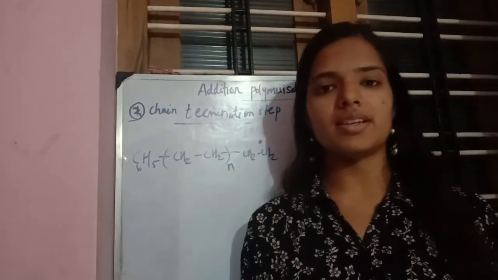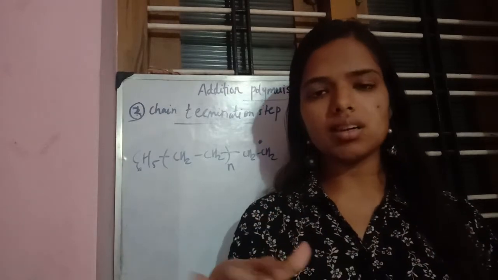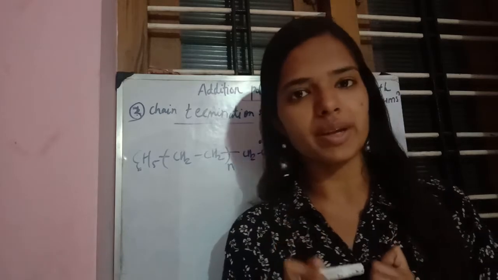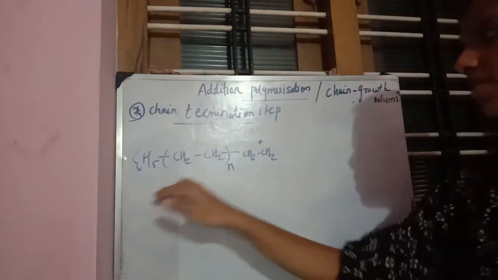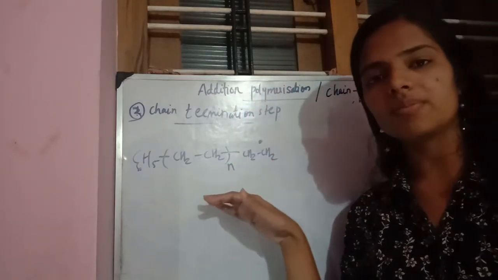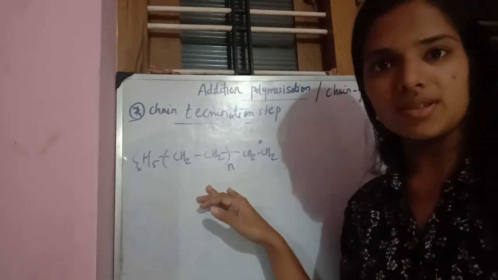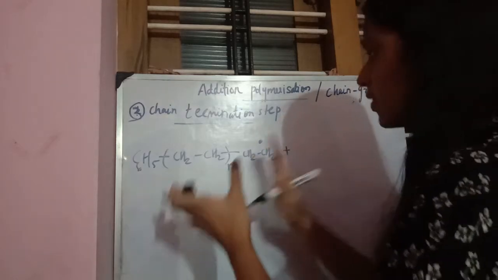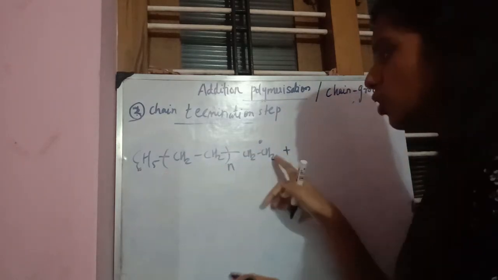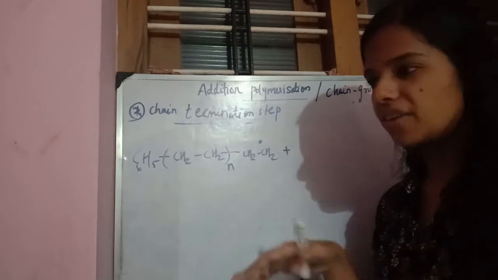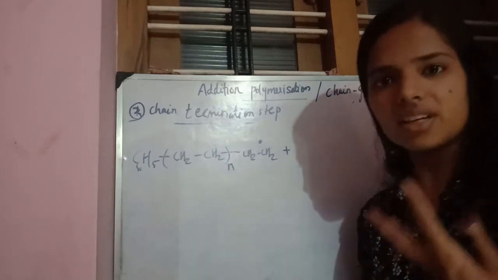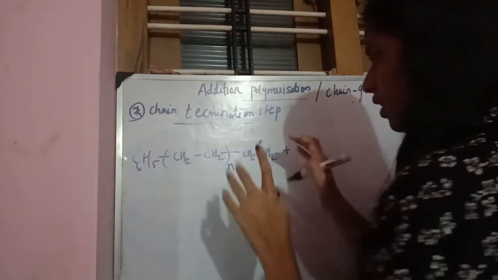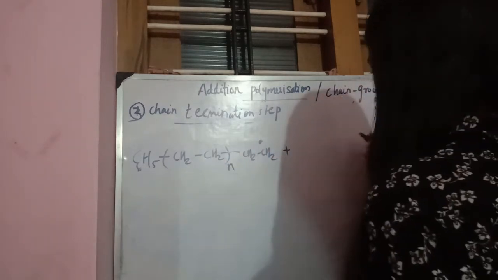Here termination takes place, and in order to terminate, free radicals should combine. This is a free radical which we got from the chain propagation step, right? So this radical combines with another radical which is similar to this. This is not only one radical. In that reaction vessel we can see many free radicals like this. So this radical combines with another radical which is similar to this one.